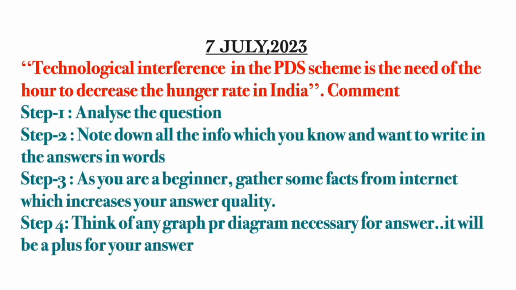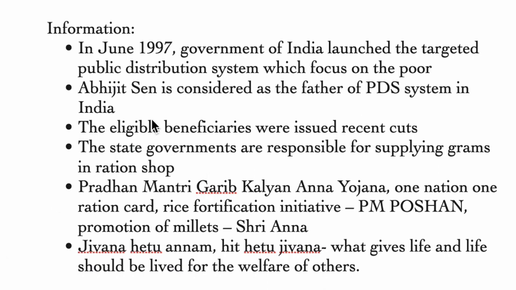Okay, so these are all the basic steps. So step number 1 is analyzing the question. Question is analyzed. Step number 2 and 3 are, you have to gather some important facts, and if you don't know about this topic, you have to research on the topic, and you have to gather some facts and some information about what you are thinking to write. Okay, so here is the information which I am thinking to write.